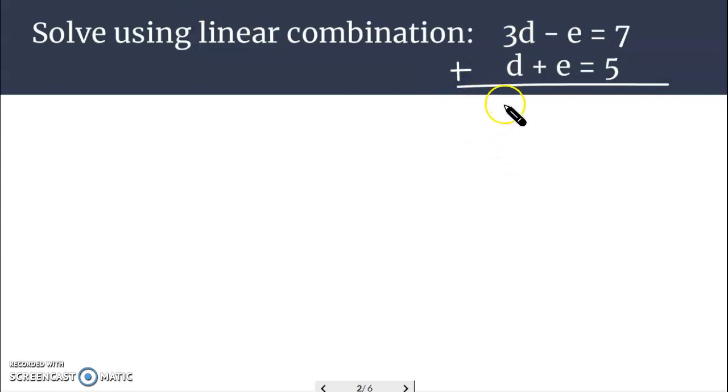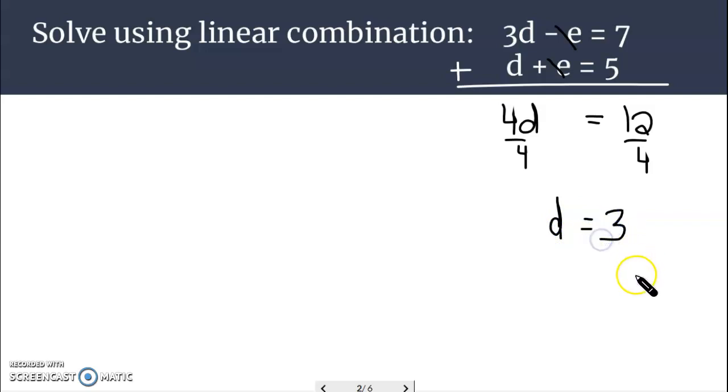3D plus D gives us 4D. The E's cancel out because negative E and positive E will equal 0 when added together. 7 and 5 make 12. Now we have a simplified equation with just one variable. 4D equals 12. We can divide both sides by 4 and get D to be 3. We now have half of the answer figured out.